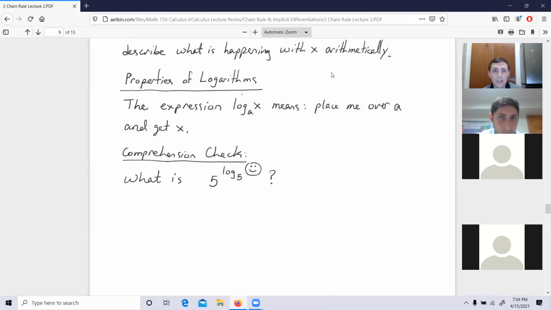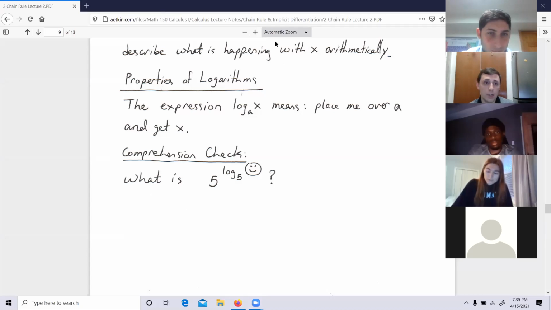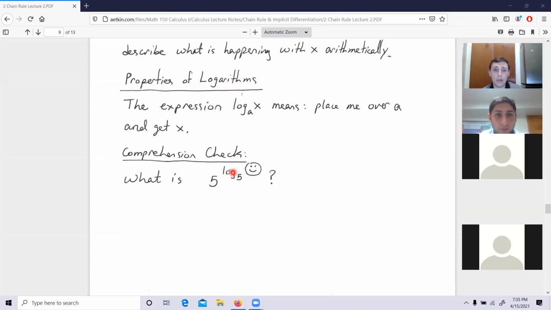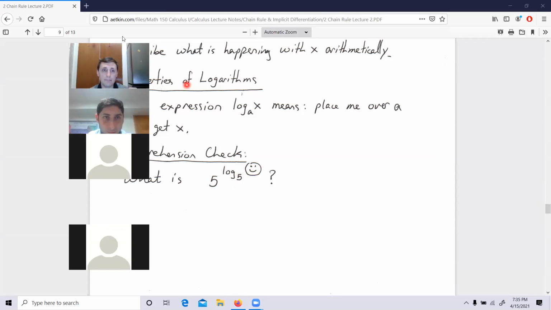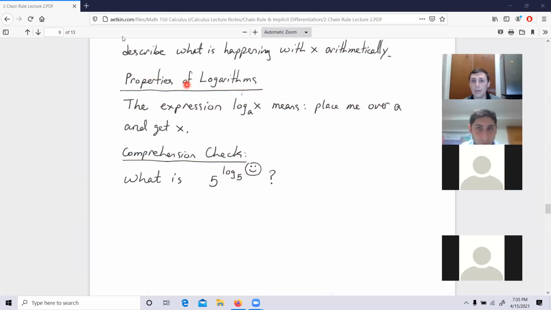All right, a few people see it. It's very simple, guys. Basic logic here. 5 is raised to what? Log base 5 of whatever it is is just saying place me over 5, and that's what would be the result. You understand? It's like a sentence. This log is just like a mathematical foreign language, not English, that just means place over this to get that. And the result will then be a smiley face. Clear?